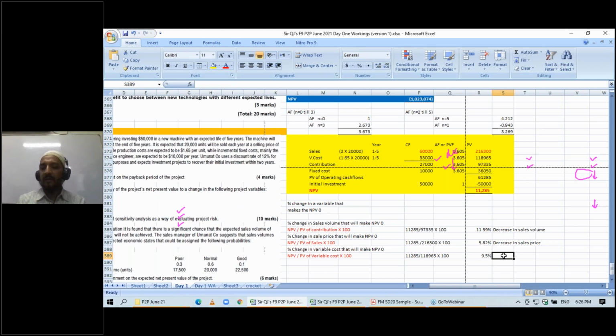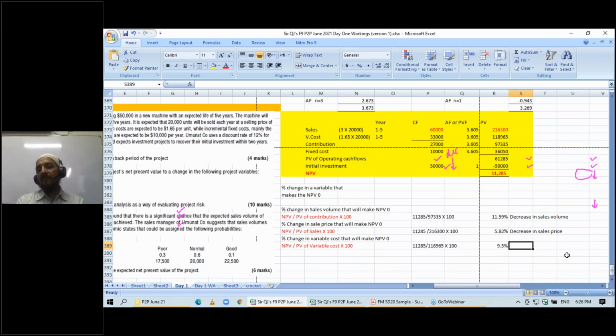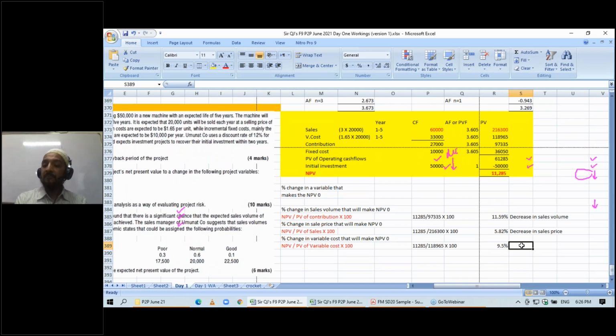So the most sensitive item over here is the sales price. The smallest change that can bring NPV down is sales price. So remember, we were talking about simulation earlier. So in case of simulation, we can consider all these three variables together. But in sensitivity, we are talking about these three variables separately. So that's the problem over here, that in practical situation, not only one variable will change, all will change together. So simulation is a better technique compared to the sensitivity analysis.